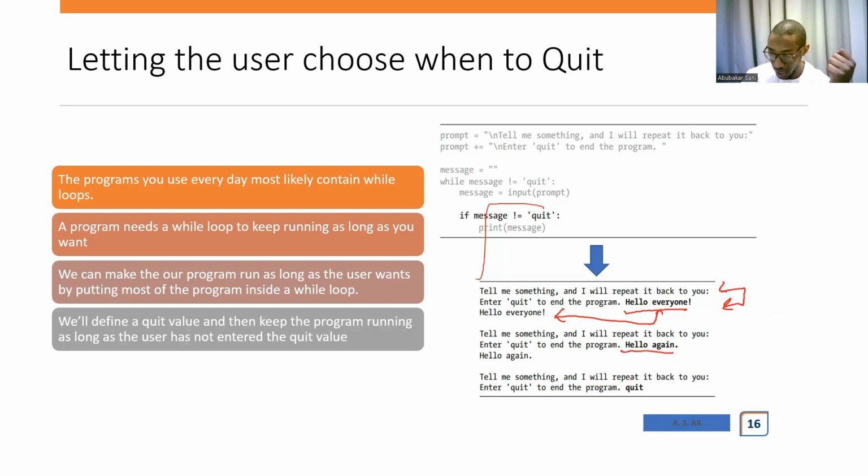Once again, the parrot said, tell me something, and I will repeat it back to you. Enter quit to end the program. And the user said quit, and the program stopped. Okay, so we are now out of the loop.